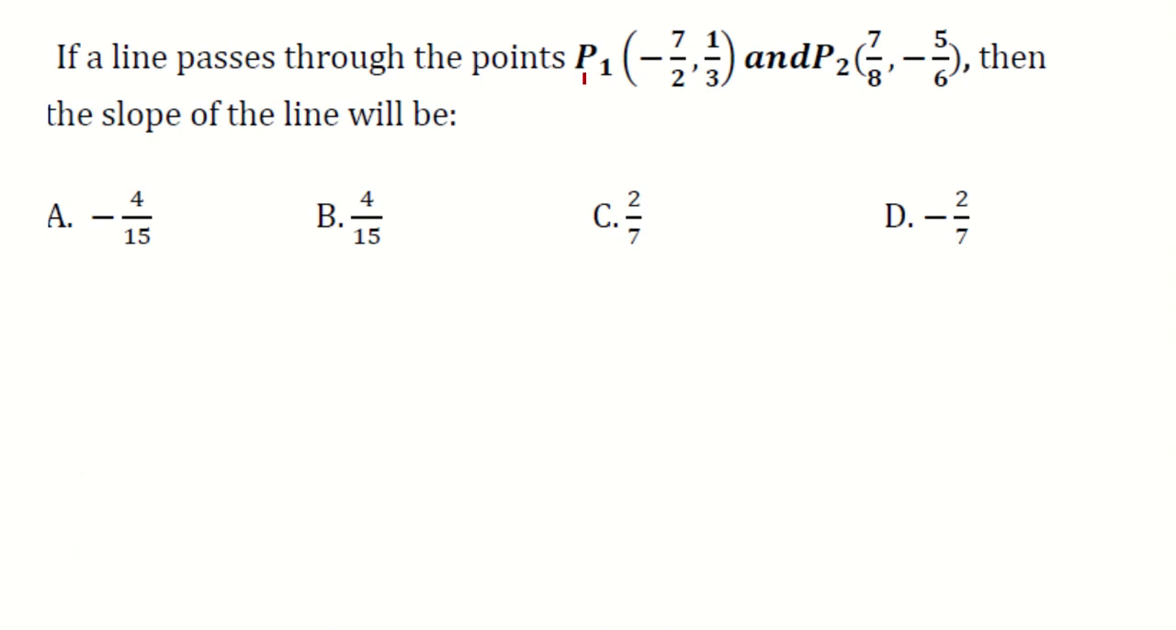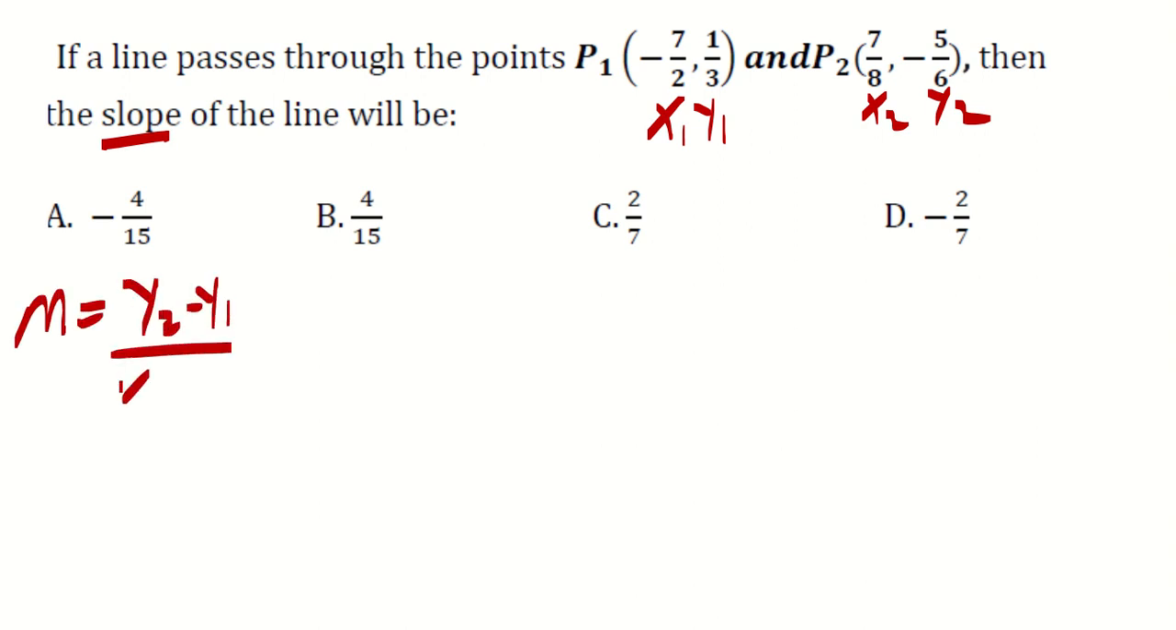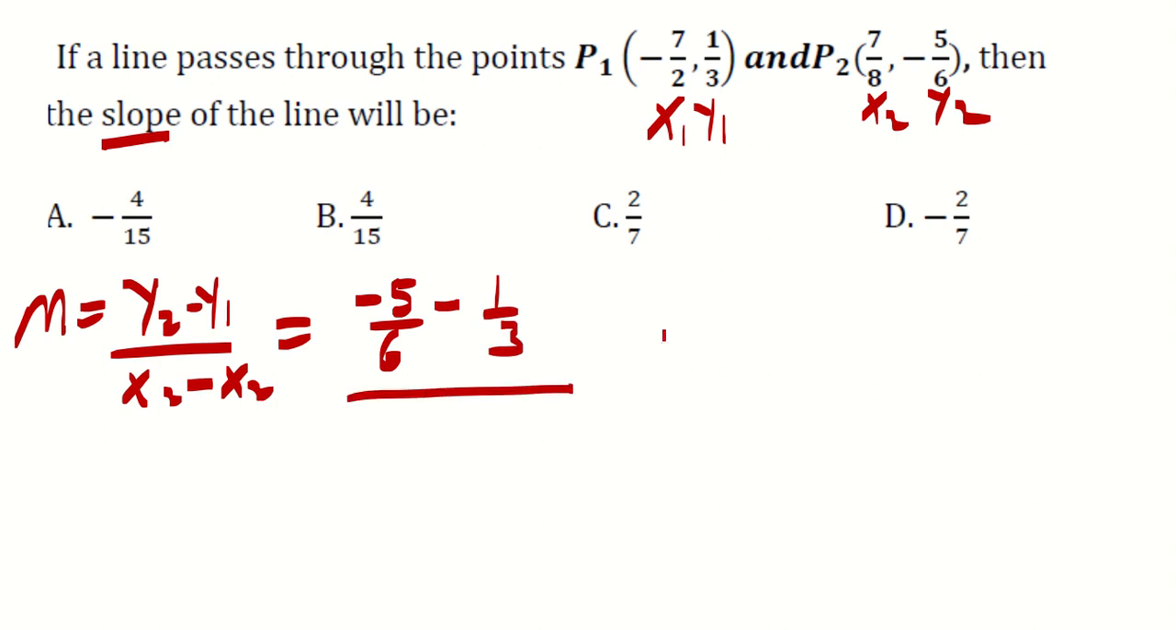The next question says point P1 contains -7/2, 1/3, fractions, and the point P2 also has fractions. Then we are asked for the slope. So you can take this one as x1, y1, this one as x2, y2, and recall the formula for slope: y2 minus y1 over x2 minus x1. Let's apply. y2 minus y1 means -5/6 minus 1/3, the whole over 7/8 minus -7/2. So minus will be plus 7/2.